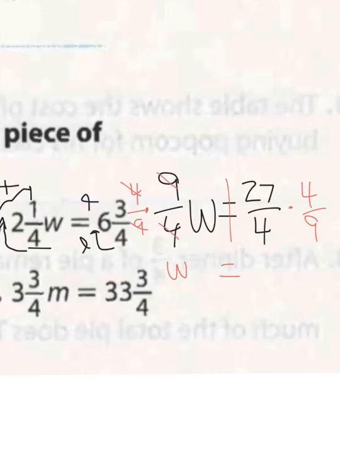And again, cross-cancel. It makes it easier. Otherwise, you're doing 27 times 4, which is a big number, and then 4 times 9, which is 36. So you're going to have to divide that big number by 36. Too much work. If you can cross-cancel, it makes it so much faster.